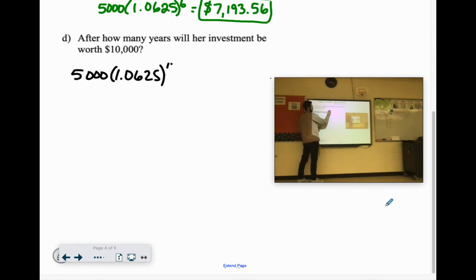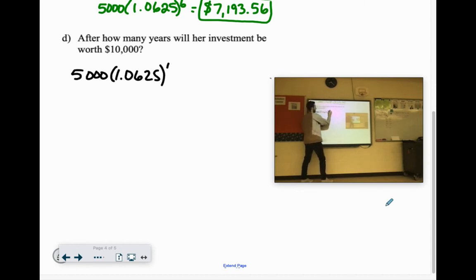Let's dial it back and check 10. 1.0625 to the 10th. It's 1.8. We're going to need this to be about 2, because 5,000 times 2 would give us 10,000. So again, this is 1.8. It's not enough. So let's bump it a little more. Let's try 13 years. 1.0625 to the 13th. 2.1. Okay, that'll work. Let me try 12. 1.0625 to the 12th. We're still at 2. All right, so 12 works.